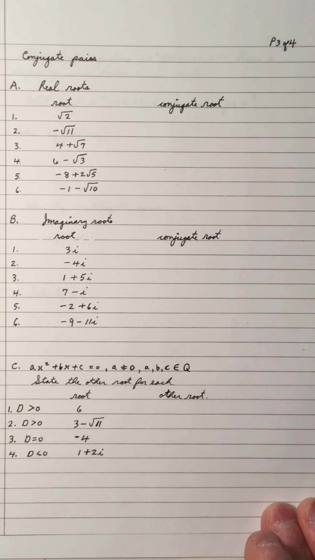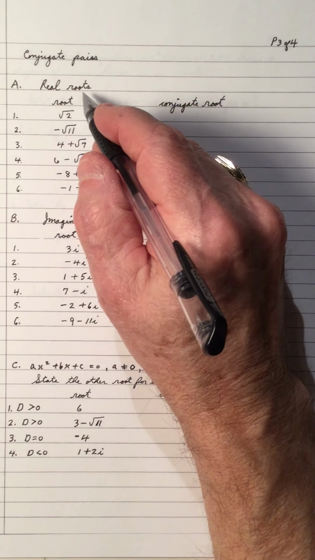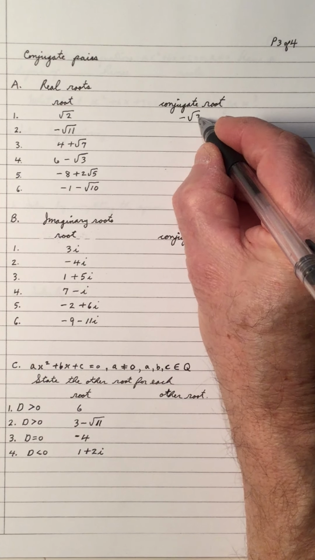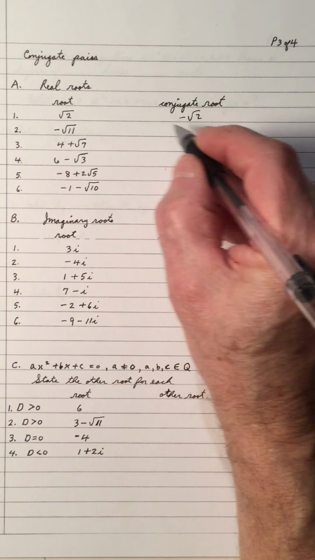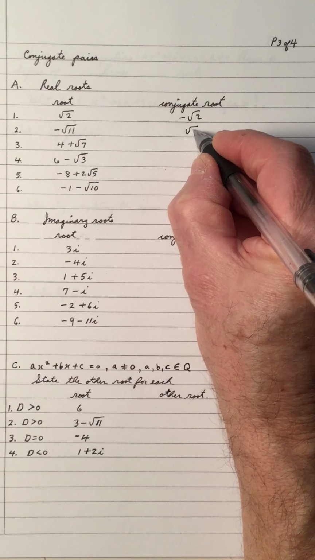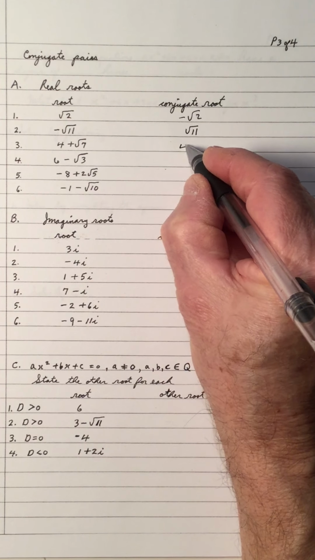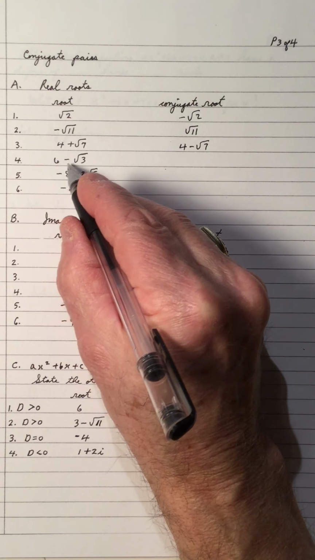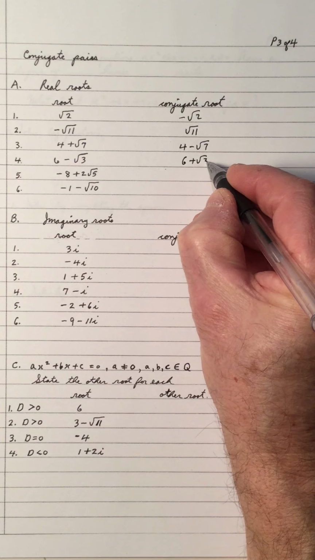Let's move on to what we call conjugate pairs. Anytime you have root 2, its conjugate is negative root 2. They're conjugate pairs, the negative of each other. If you have a negative root 11, the conjugate is positive root 11. The conjugate of 4 plus root 7 is 4 minus root 7. The conjugate of 6 minus root 3 is 6 plus root 3.